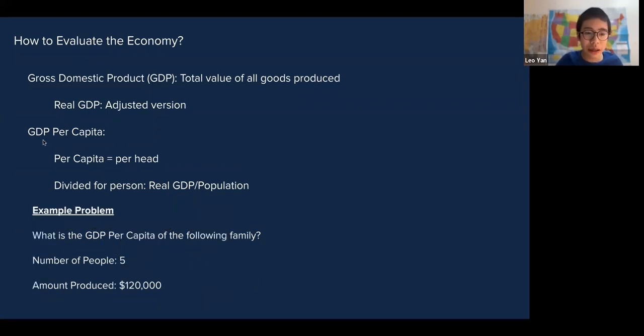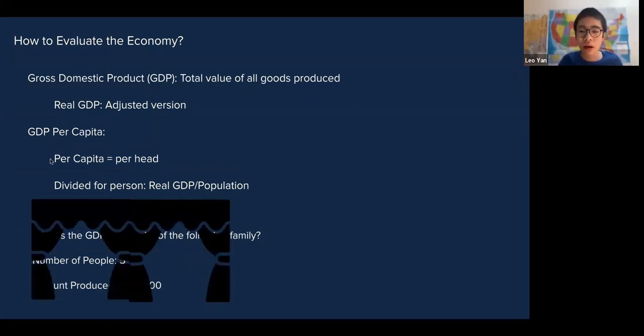And another type of this would be GDP per capita. So per capita basically means per head. What exactly does this mean? If you think about it, every single person has one head, right? So that's the reason why per capita means per person. So that means that it's divided per person. So it's basically how much worth or how much value of the product does each person within the entire country produce. And the formula behind this is real GDP divided by population.